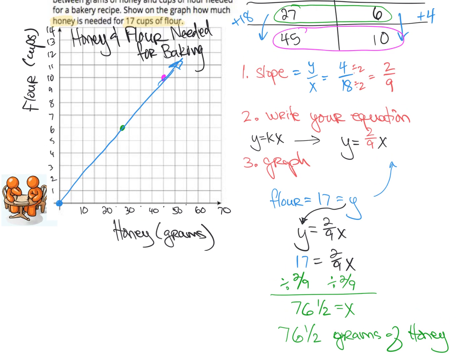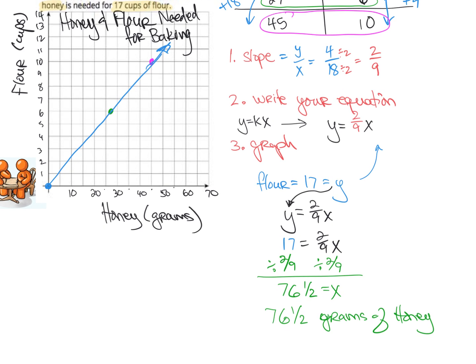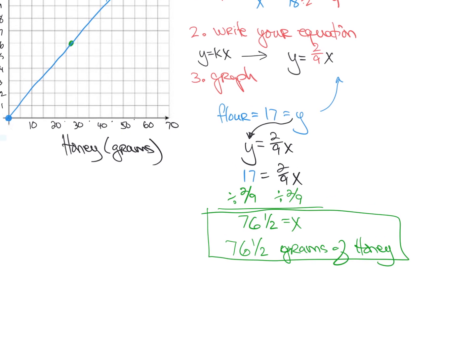So they said if I have 17 cups of flour, 17 is right now not on my graph because my graph is a little bit smaller. But if we were going to solve or answer this question, we can just put it into the equation and then find out how much it is. So I need 76 and a half grams of honey when I have 17 cups of flour. So a baker does this all the time.